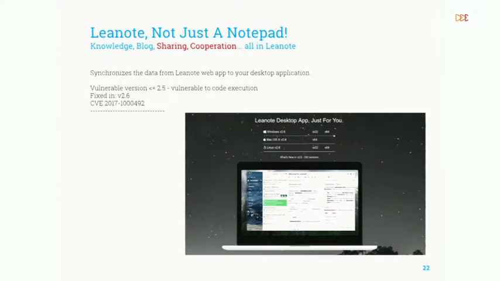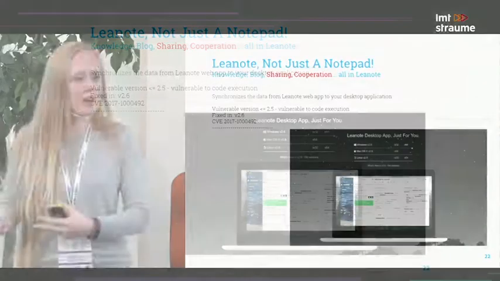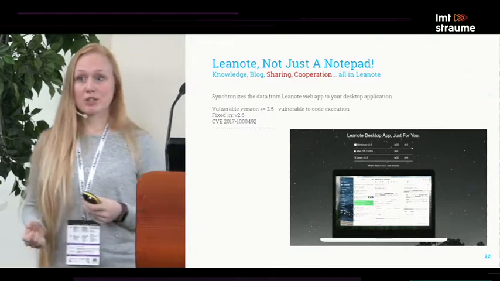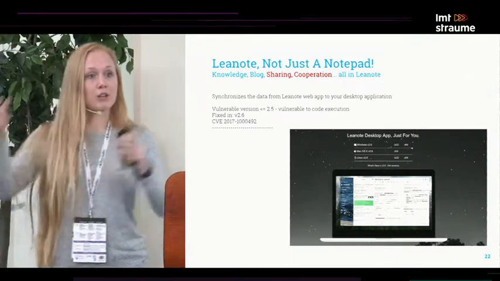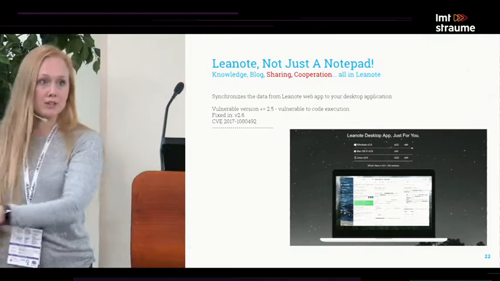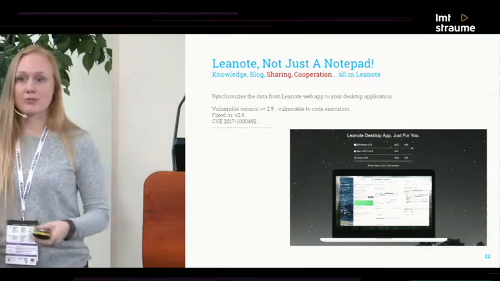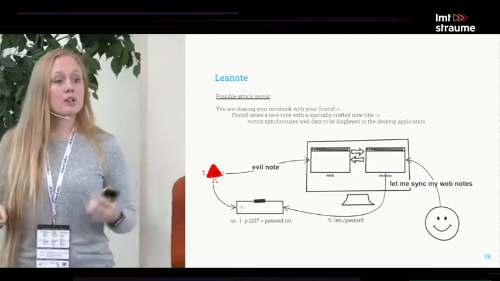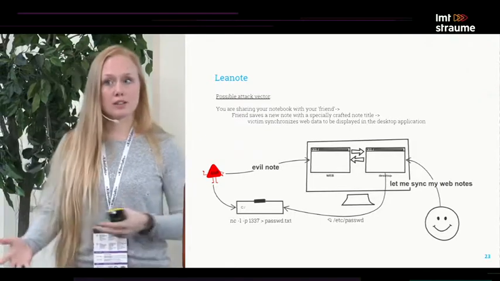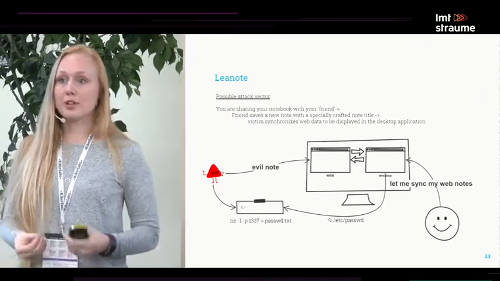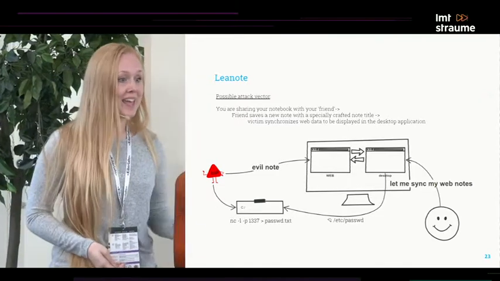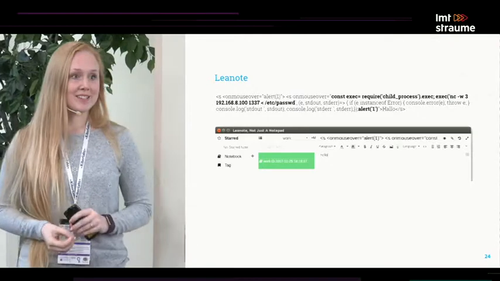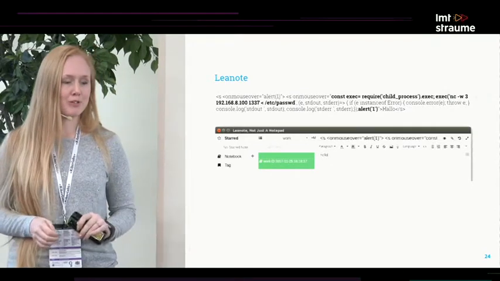And how did it actually all look? So Leanote was an application which was encouraging you to share and cooperate with your friends. They also had a web application version of the desktop application, and you could synchronize that data from the web to be displayed on the desktop. So if you have a bunch of nice friends creating some content for you, and then you go ahead and synchronize it on the desktop, then what wasn't vulnerable on the web turns into code execution on your machine. As simple as that. All it took was this little script. Could probably make it shorter, but yeah.